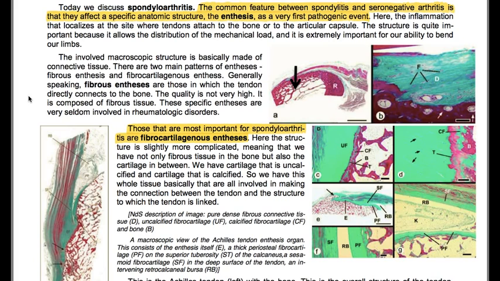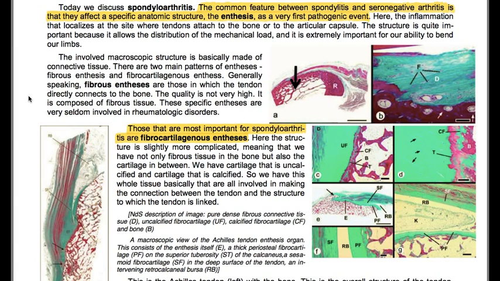The involved macroscopic structure is basically made of connective tissue. There are two main patterns of enthesis: fibrous enthesis and fibrocartilaginous enthesis. Generally speaking, fibrous entheses are those in which the tendon directly connects to the bone. The quality is not very high. It is composed of fibrous tissue. These specific entheses are very seldom involved in rheumatologic disorders.